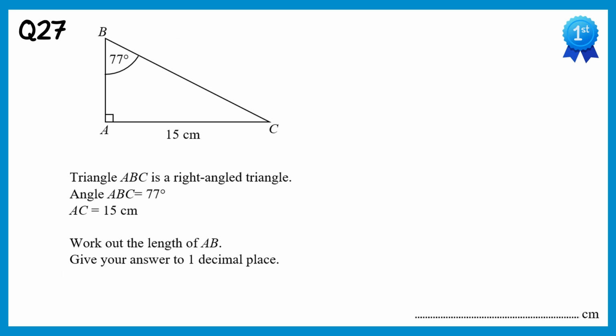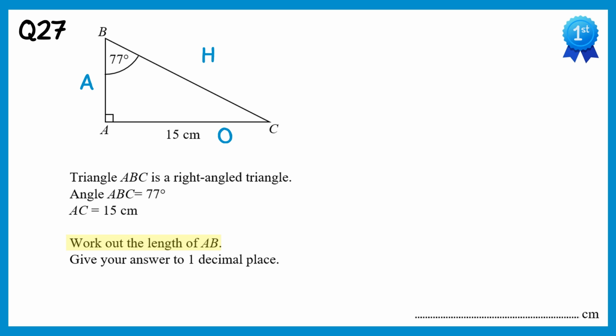In this question, we need to do some trigonometry. We've been asked to work out the length of AB. Since this is a right-angled triangle, we can label the sides in the following way. The hypotenuse is the side that's opposite the right angle, that's this one up here. The opposite is the one that's opposite the angle given in the question, so opposite the 77 is this one here. And the final one is the one that's next to the angle, which is the adjacent here.